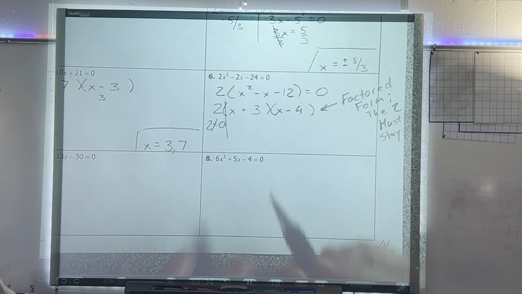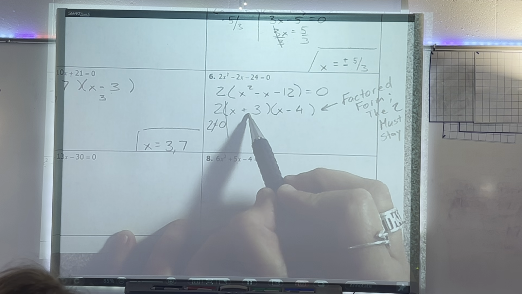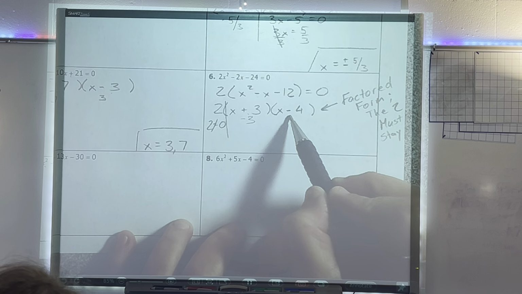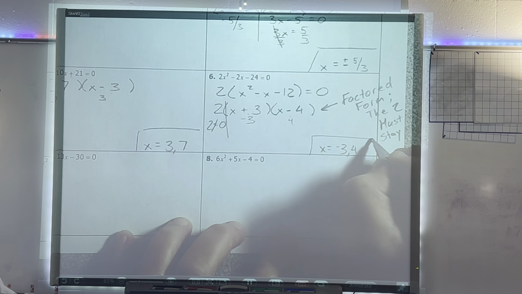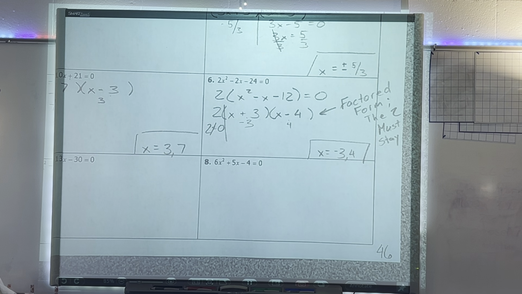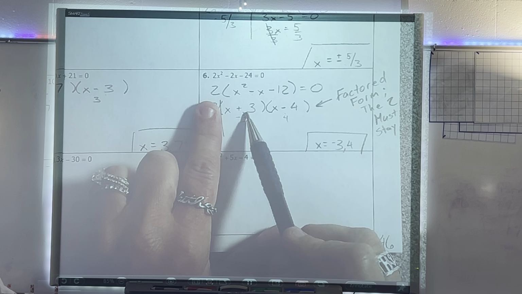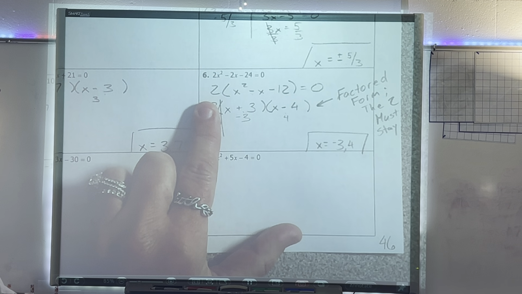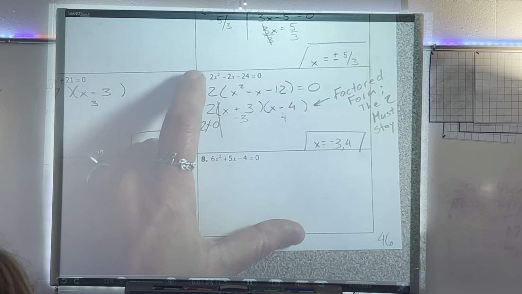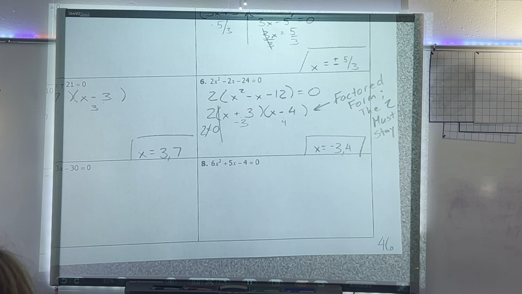Everybody okay there? So really all I'm looking at is this is going to become negative 3, and this is going to become positive 4. So x is equal to negative 3 and positive 4. And the 2 doesn't have anything to do with the solution. The 2 has to do with the stretch in the graph. Which means if I didn't have this 2 and I graphed this thing right here, and I graphed this one up here, they're going to have the same solutions. They're going to cross in the same places, but this graph up here with a 2 on it is going to be skinnier because of that stretch. But your solutions are going to be in the same spot. All good there? Okay.